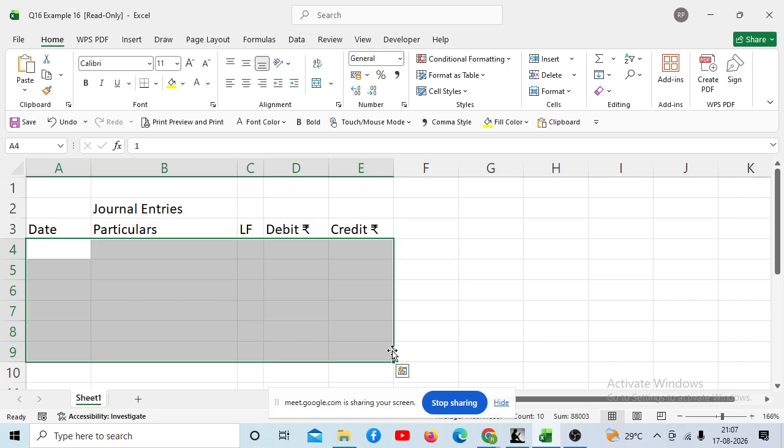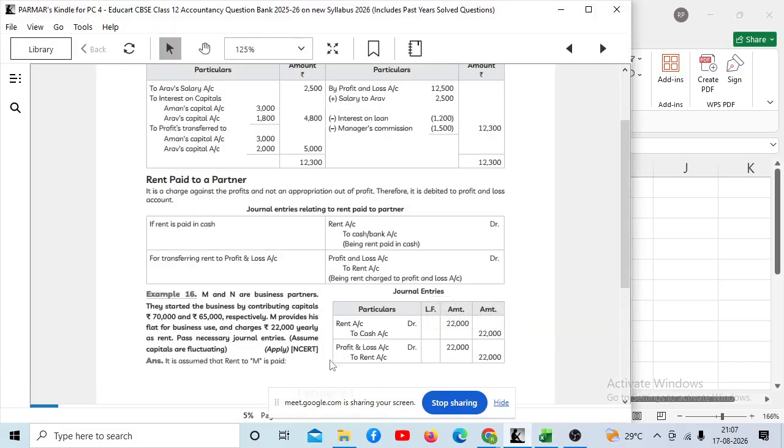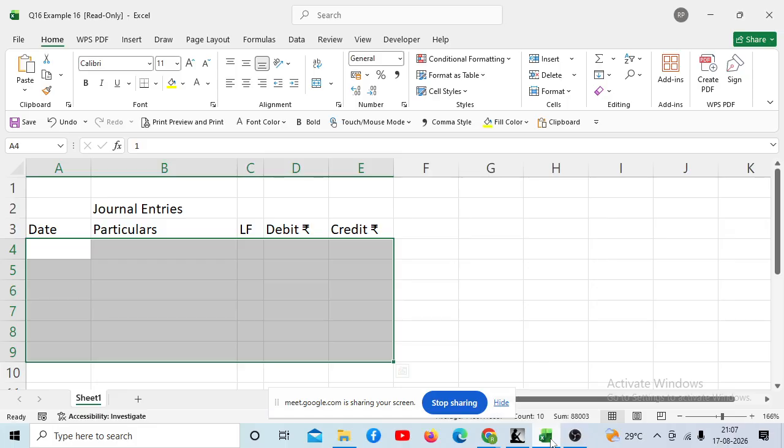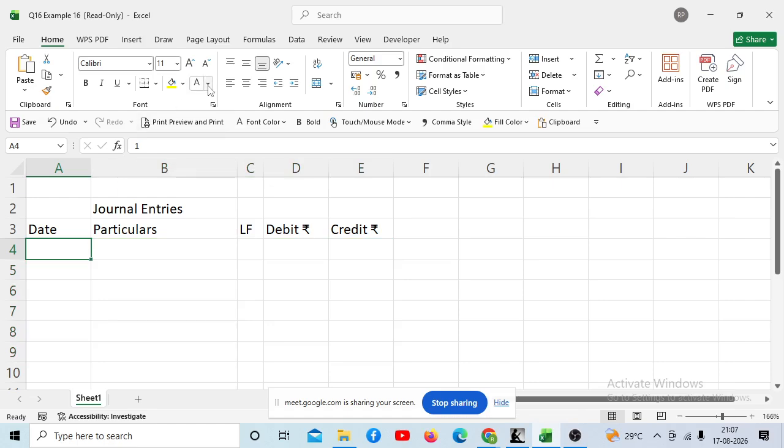Okay, so now we have to pass the entry for this rent, right? The firm is paying rent. So for the firm, that rent is income or expense? Expense. So can I say expense is increasing? Yes. Okay, so what is the golden box telling? If expense increases, it will be written on the debit side. So we will debit rent account.